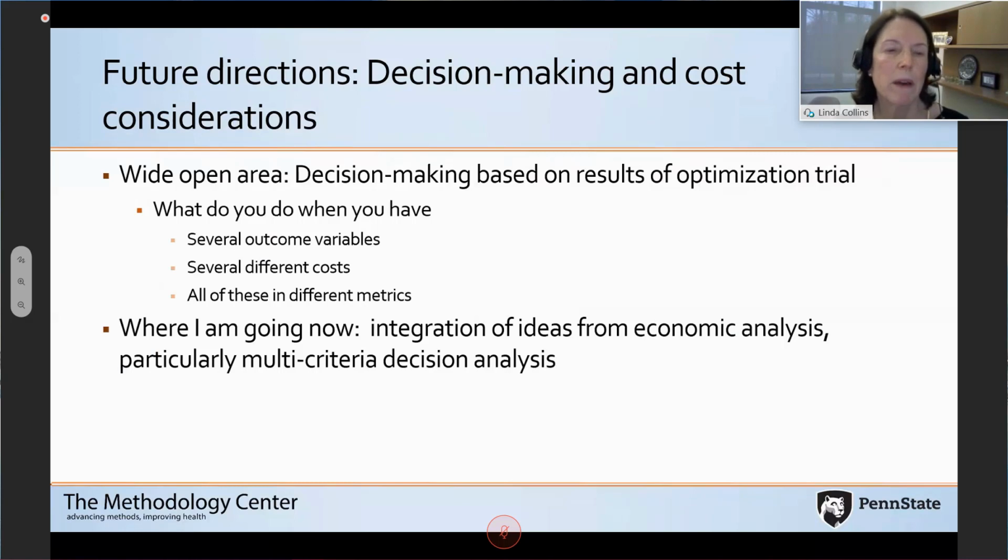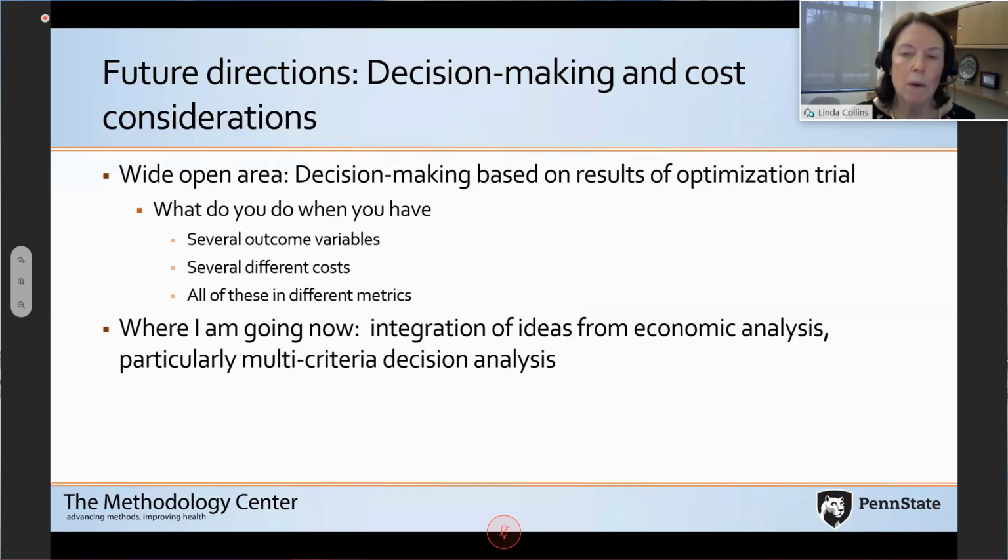it's important, I think, to have much better methodology for what you do when you have several outcome variables. For example, you might have several different costs, cost dimensions that you're interested in, and they may not necessarily be money. Some of them may be money, some of them may be the amount of time something takes, or could even be, I mean, I'm looking at cost broadly defined here, so anything that's kind of in the minus column. So for example, burden on subjects, if that can be quantified, that could be considered a cost. And of course, all of these would be in different metrics.